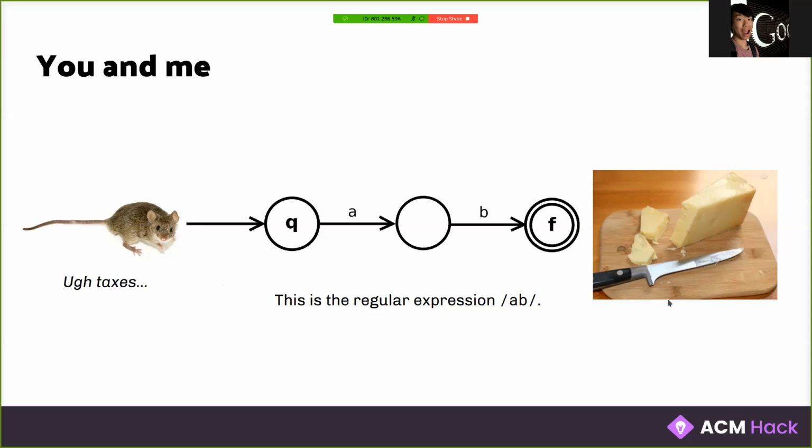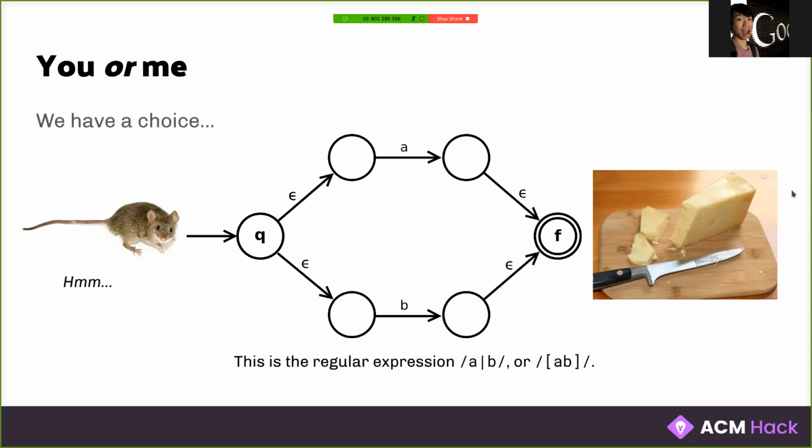Okay, so we talked about A and B, but we also have A or B. How do we actually do that? Here's how it works. It looks a bit complicated, but let's take the role of the mouse and walk through this maze together. Here we have the regular expression A or B, so A pipe B. But it's really the same thing as brackets AB. These two are identical and equivalent regular expressions.